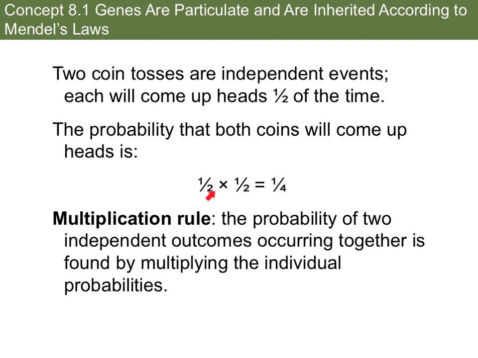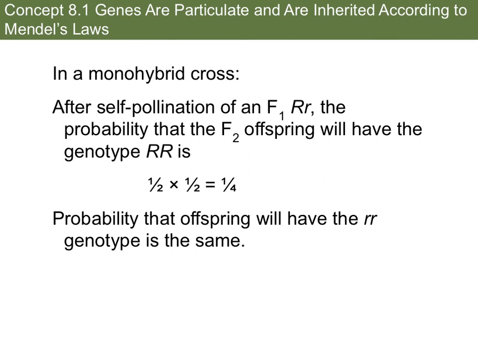This is the probability of the first coin coming up heads. This is the probability of the second coin coming up heads. So when you want to find the 2 combined probabilities, you multiply them together. This is known as the multiplication rule. The probability of two independent outcomes occurring together is found by multiplying the individual probabilities. So in a monohybrid cross, after self-pollination of an F1 heterozygote, the probability that the F2 offspring will have the genotype big R big R is 1/2 times 1/2. So that comes out to 1/4.